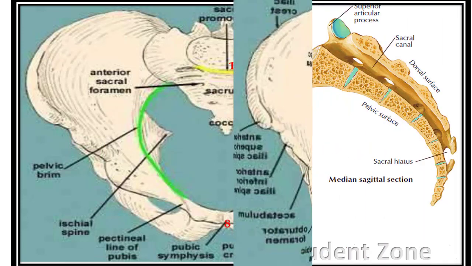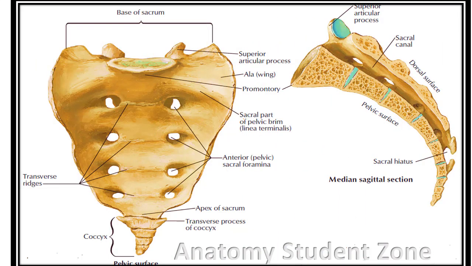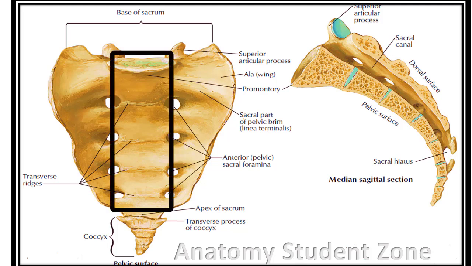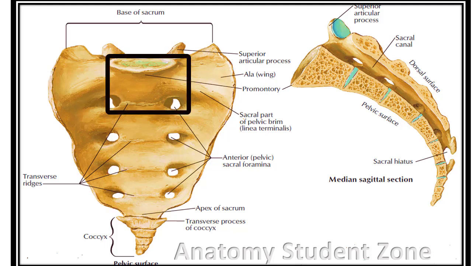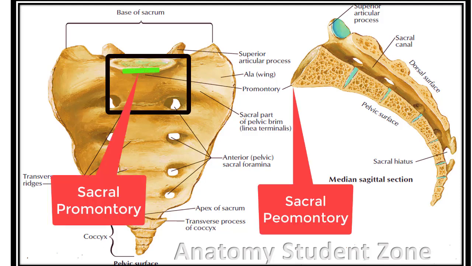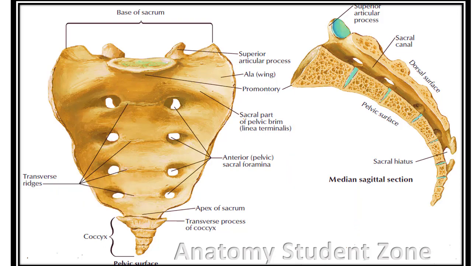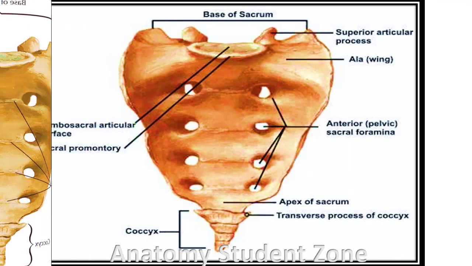As you can see in this image, the sacrum bone is shown, and focus on the body of the sacrum. Here on the body of the first sacral vertebra, there is a bony prominence and we name this prominence the sacral promontory, and this sacral promontory is present on the anterior and superior part of the body of the first sacral vertebra. So after the sacral promontory, there are the ala or the wing of the sacrum.